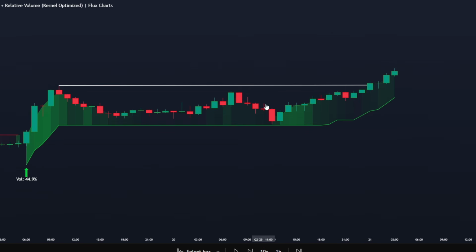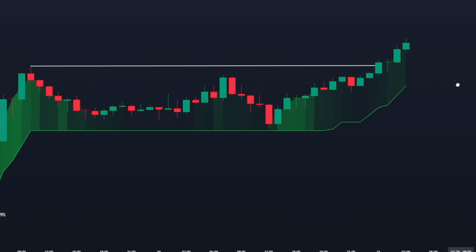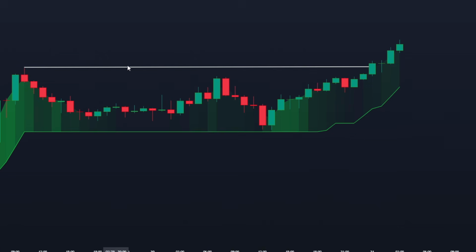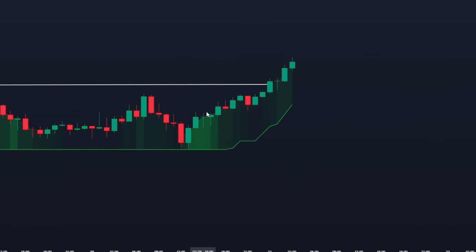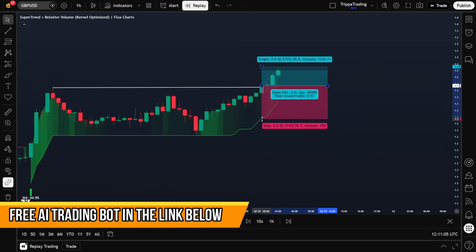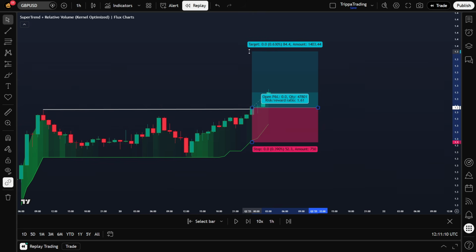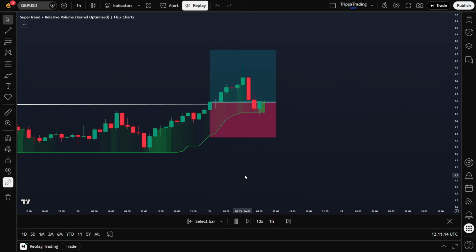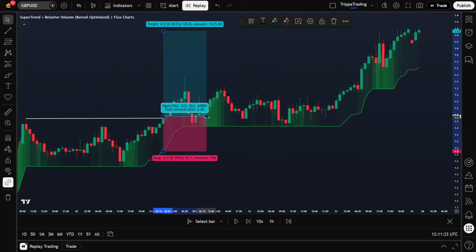The cleaner entry is after confirmation, usually on the next candle or on a small pullback that still respects the supertrend line as support. If price breaks above and then instantly drops back under the line, skip it. If it breaks above with a strong KDE reading, holds above the line, and then gives follow-through, that is the one you want. For stop loss, the clean options are either below the supertrend line or below the most recent swing low, depending on how tight you want the trade. For targets, you can use 1.5R, previous highs, a local range high, or a nearby resistance zone.